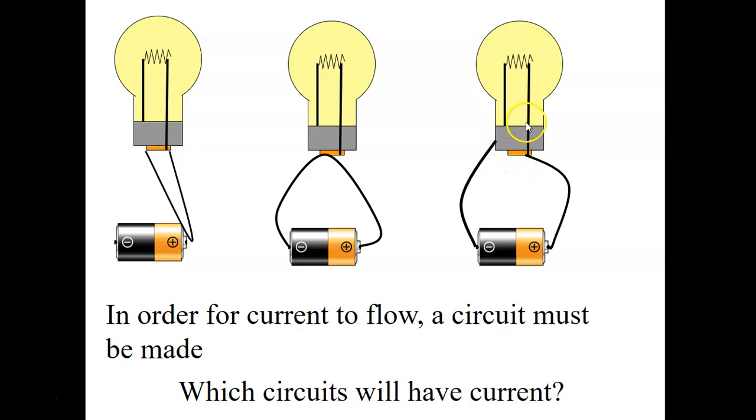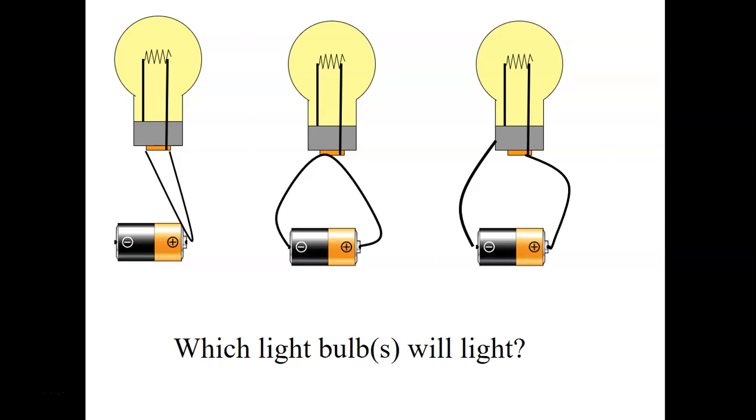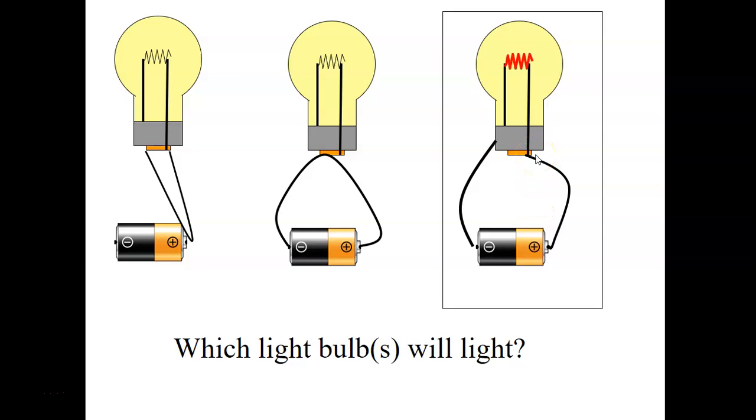So this would be a complete circuit. Okay, so both of those will have a complete circuit. Which of these will light the light bulb? Okay, only this one will. This one, the electricity won't go through the light bulb filament. It'll just go around and around this wire, but this one will light the light bulb.